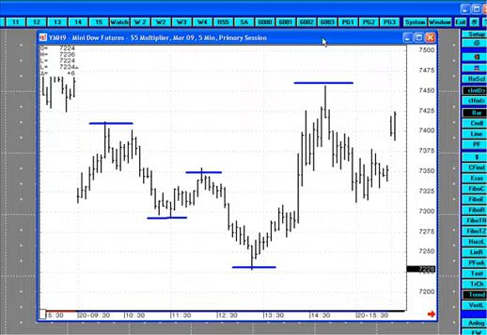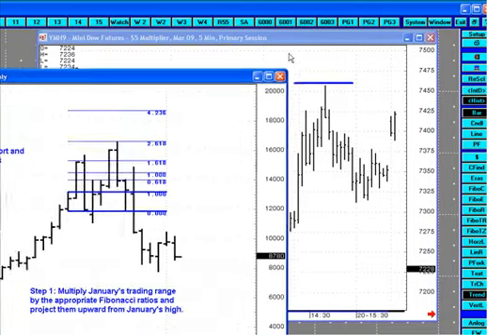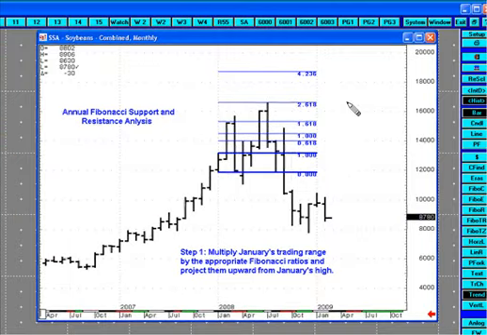Let me step back for a moment and bring up another chart, and we'll walk through a few examples clearly so that you know how to do this yourself. Okay, this is the annual Fibonacci support and resistance analysis, step 1.